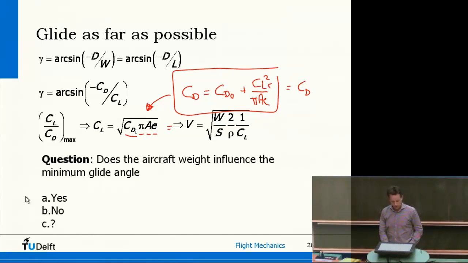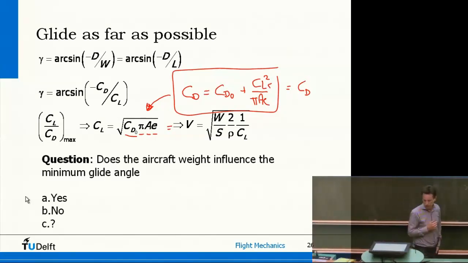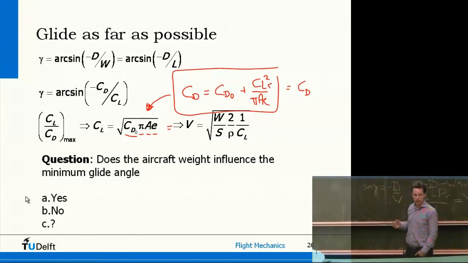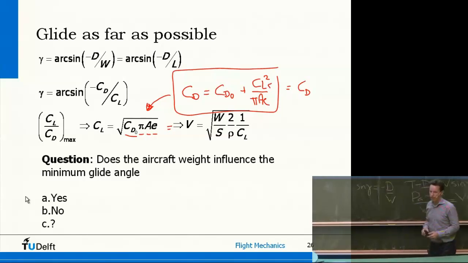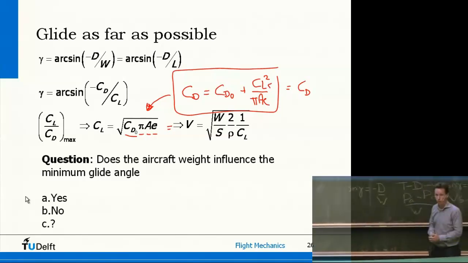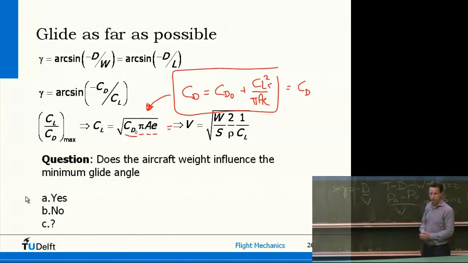Now, I'm not sure if you noticed this, but perhaps a question I can ask you. If I take one aircraft and I make it very, very heavy, does that then influence the glide angle? Does aircraft weight influence the glide angle? So would gliding flight of a heavy aircraft be better or worse than the gliding flight of a not so heavy aircraft, so the same aircraft with not that much weight on board? I don't know who thinks it's A, a couple of B, a little bit more, and C.